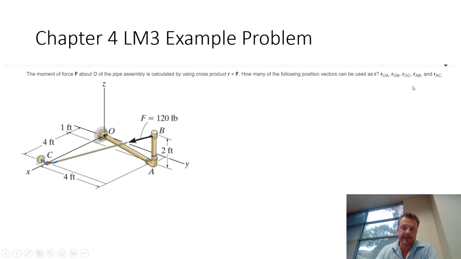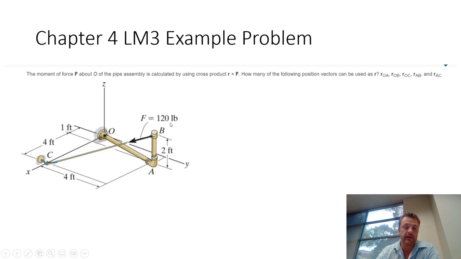So let's actually look at the list. And I'm going to start out here to the right. Why aren't the points RAB and RAC possible position vectors to use to compute a moment about point O? Well, remember that position vector, there's a little bit of flexibility where it ends, but it has to start at the point about which you're computing the moment. So since we're computing the moment about point O, our position vectors have to start at point O. So naturally, we can exclude RAB and RAC because they start at A, not at O. So these three could be candidates.